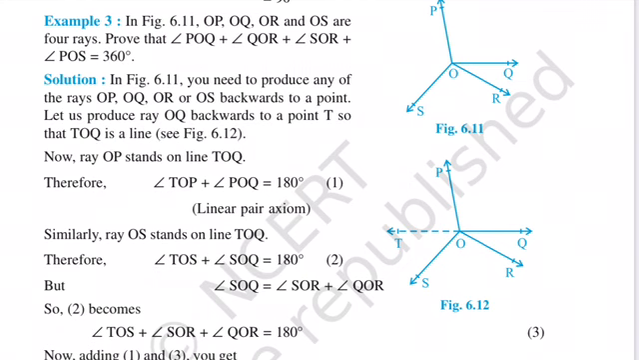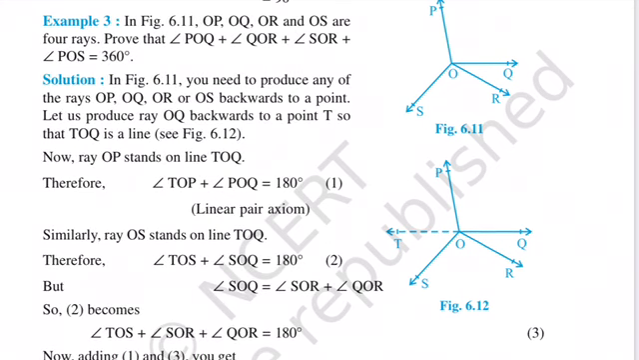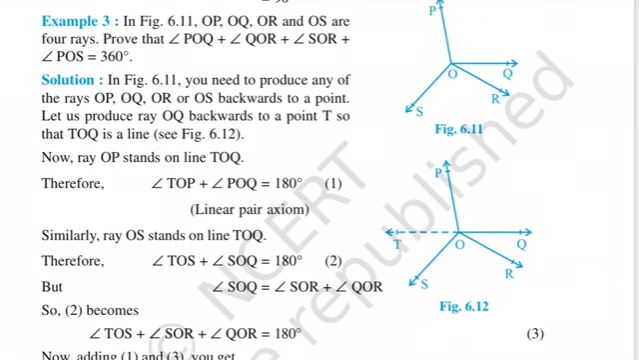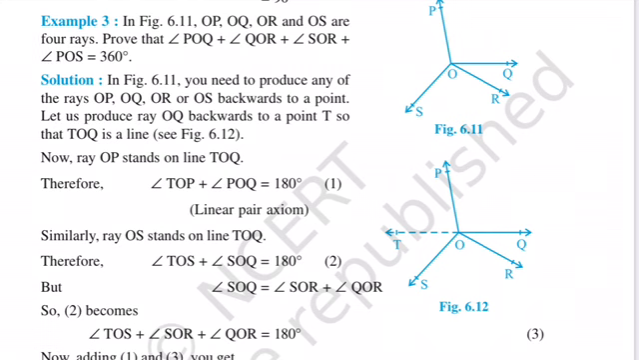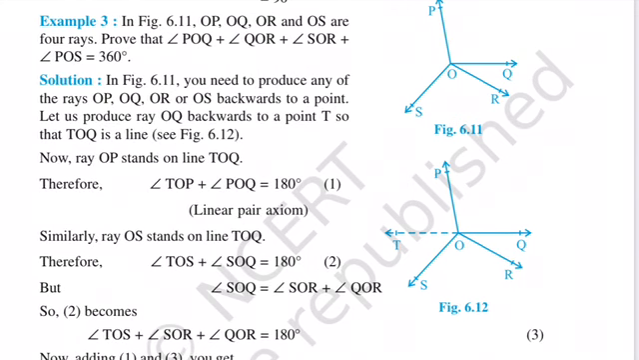But here we have to prove it properly. To prove it, first of all, we need a straight line. Here four rays are given. First is what? OP, OQ, OR, OS. But these four rays are not forming a straight line. These four rays are forming four different angles. Which angles? Angle POQ, angle QOR, angle SOR and angle POS. These four angles are formed here.